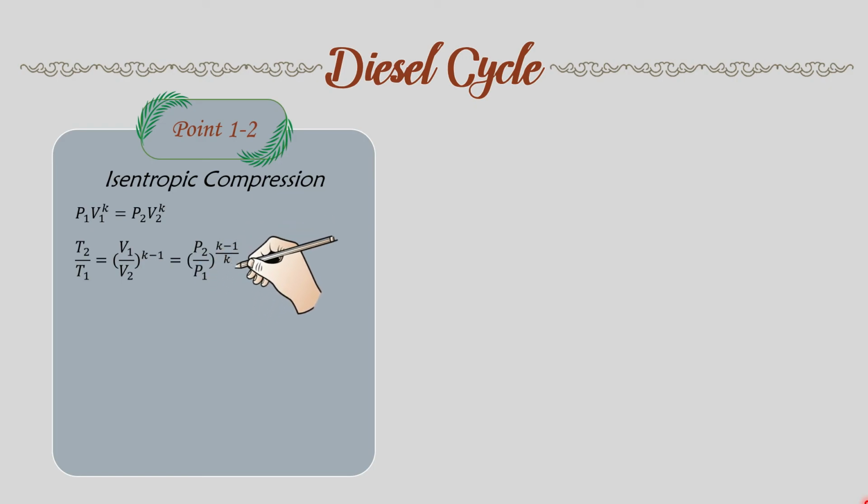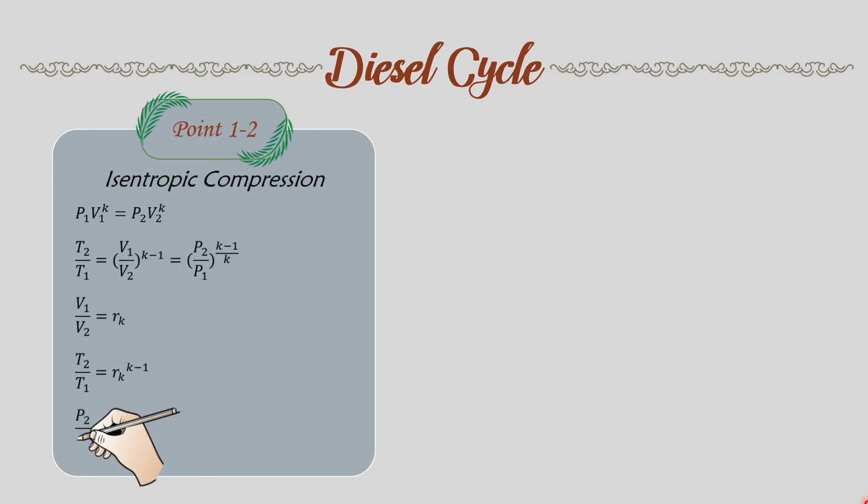Looking at the PV diagram at point 1 to 2, the air is compressed. So, the compression ratio is V1 over V2, or simply Rk. Being that said, we can rewrite this equation as T2 over T1 equals Rk raised to K minus 1, and P2 over P1 equals Rk raised to K.